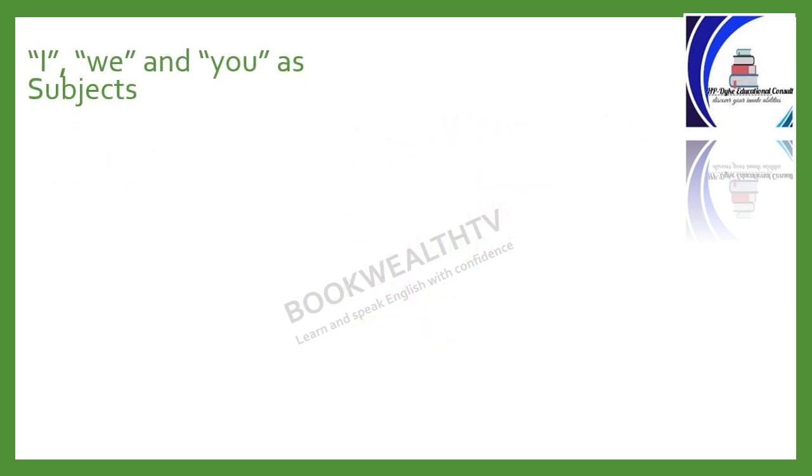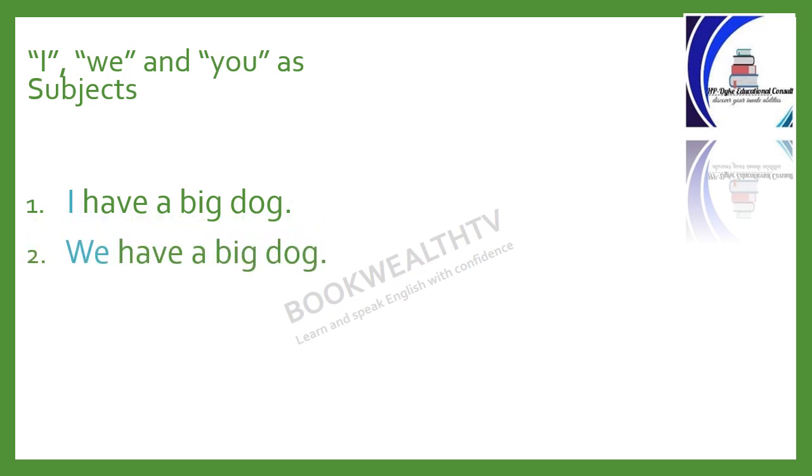I, we, and you are subjects. I have a big dog. We have a big dog. You have a big dog. Each of these words is a subject because the sentence talks about it and it comes before the verb have.